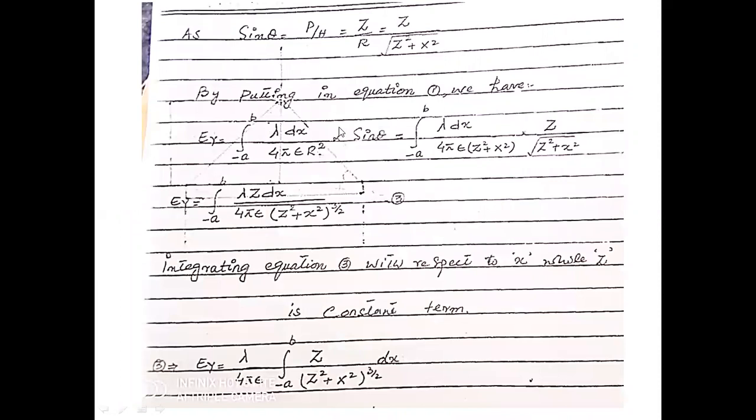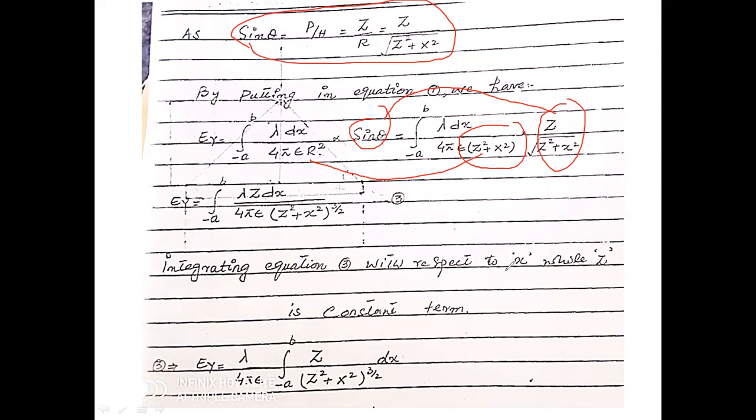So this is lambda dx over 4 pi epsilon r square into sine theta. Sine theta is equal to z over the square root of z square plus x square. So lambda dx over 4 pi epsilon into z square plus x square, into z over the square root of z square plus x square. This is actually the value of r square, and this is actually the value of sine theta. We have taken the sine theta value from here, and r square from the previous one.